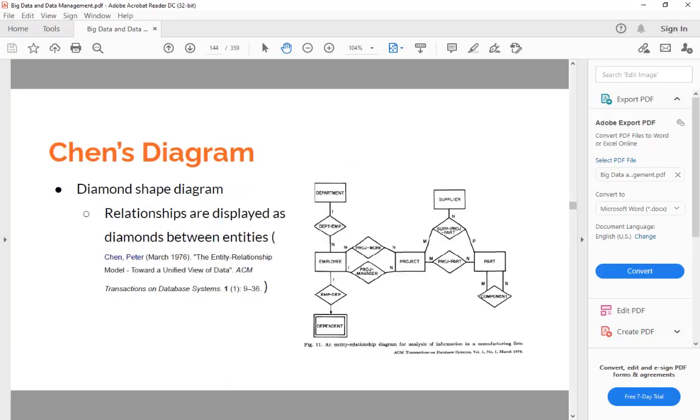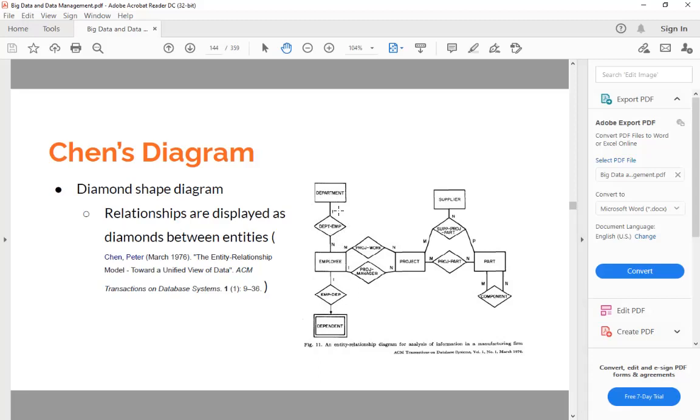Originally, the entity relationship diagram was invented by Peter Chen in 1976, and what you are seeing here is his original diagram. You can see that entities are represented by rectangles, just like we said. But here he is using a diamond shape to display the relationship. For example, between department and employee, there's this department-employee relationship, and between dependent and employee, there's this dependent relationship.